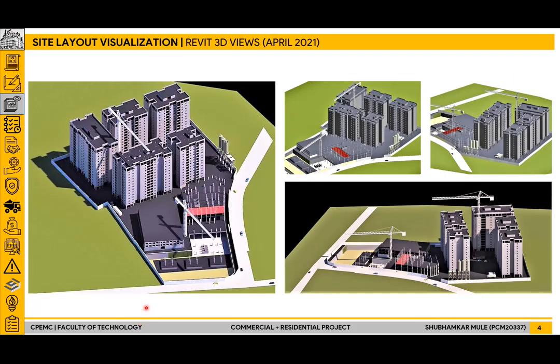We also visualized our site in 3D using Revit software, which helped us understand the site and its key elements much better. And this is the current state of our site as of April 2021. This is the commercial area with the mini commercial block, and this is the residential area with the 7 residential blocks can be seen here.